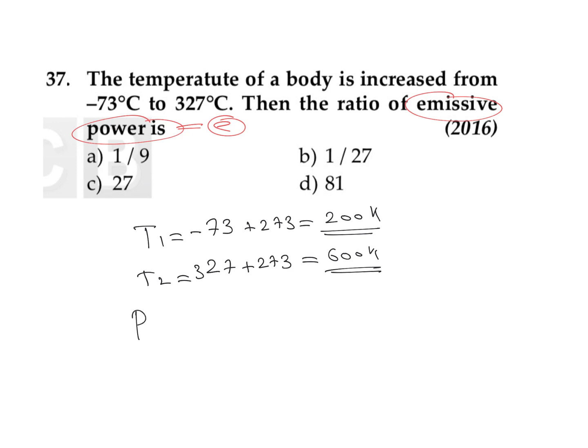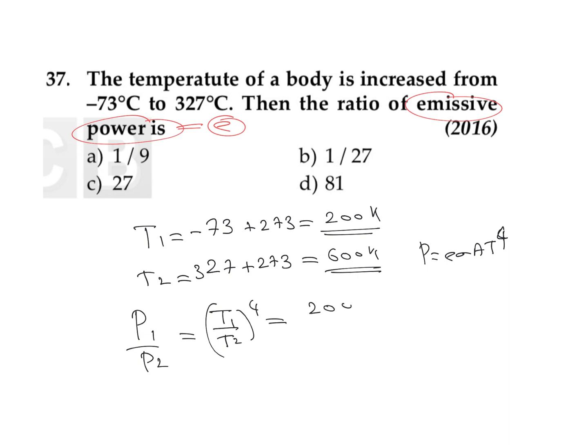So we can write the ratio of power emitted as P1 divided by P2. As we know, the value of P is equal to E sigma A, temperature of object raised to 4. So we can write P is directly proportional to T raised to 4. So P1 by P2 is the temperature of the object in the first situation by the temperature of the object in the second situation, raised to 4.